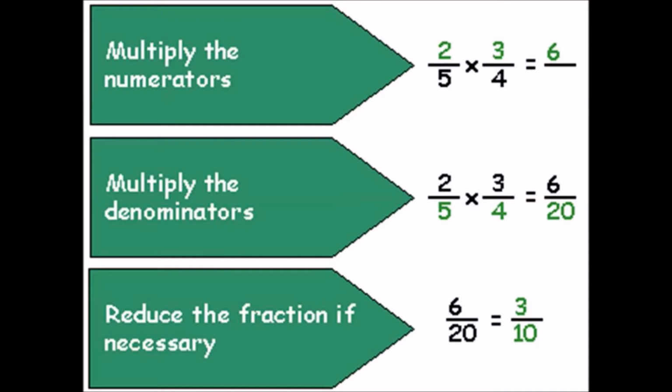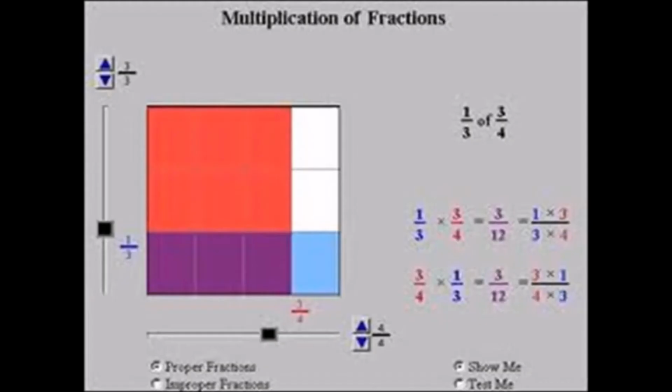So always multiply the numerators first, then multiply the denominators, then reduce the fraction if necessary. For example, 2 by 5 into 3 by 4 will be 2 into 3, 6, and 5 into 4 will be 20. So it will be 6 by 20, which can be reduced to 3 by 10.